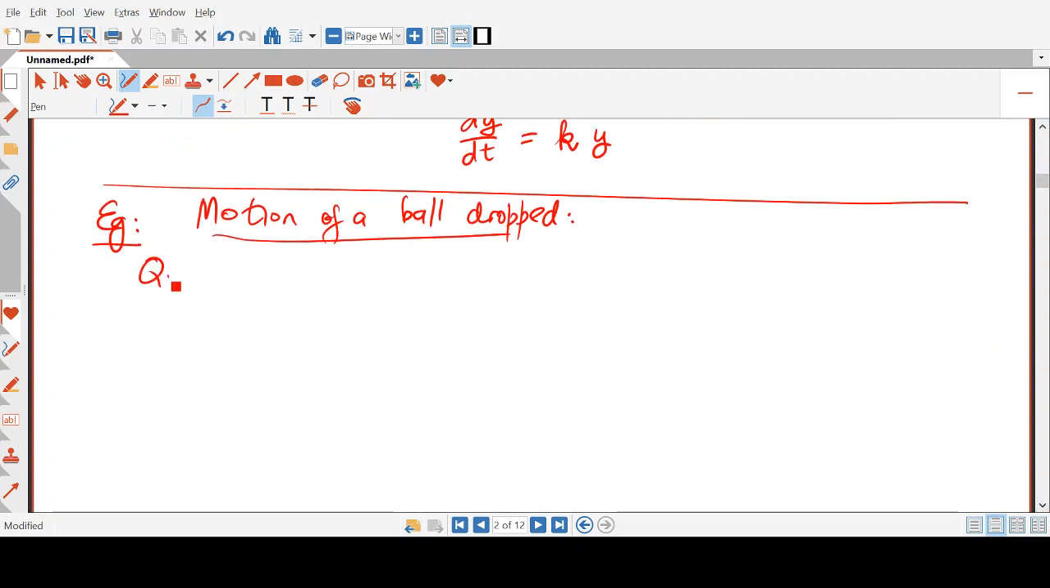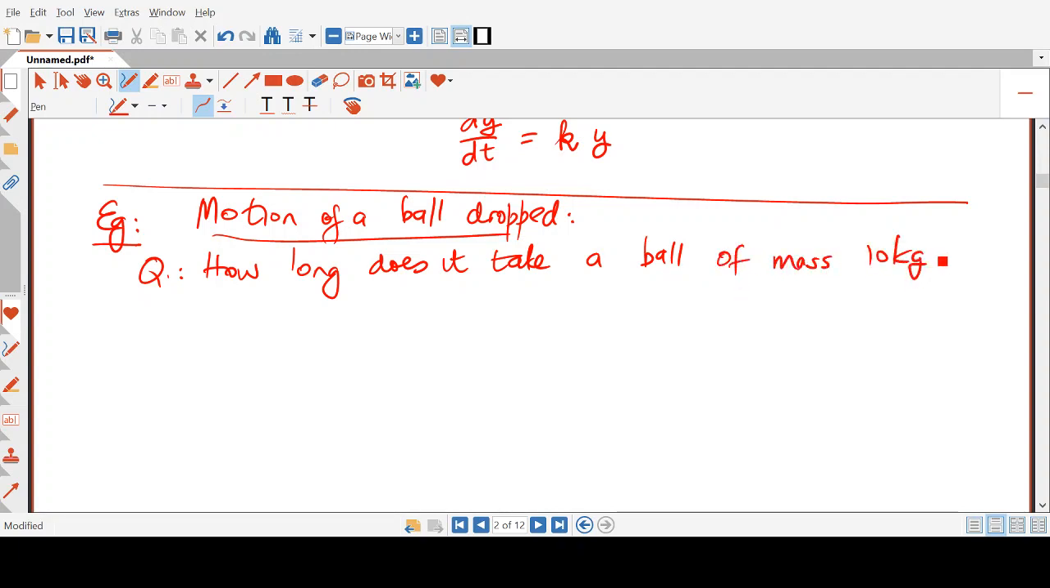So the question is, how long does it take a ball, let's say of steel, of mass 10 kgs, to drop to the earth 50 meters below? The mass of the ball, you'll soon see, is irrelevant.